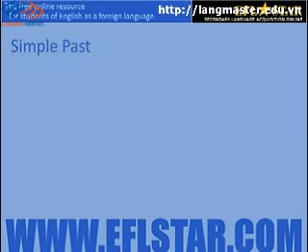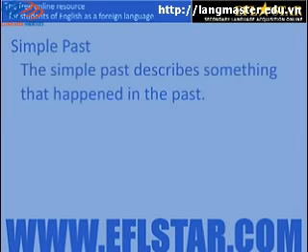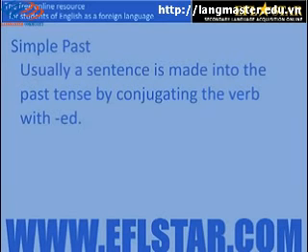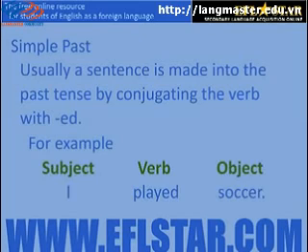Simple past. The simple past describes something that happened in the past. Usually, a sentence is made into the past tense by conjugating the verb with ed. For example, I played soccer.